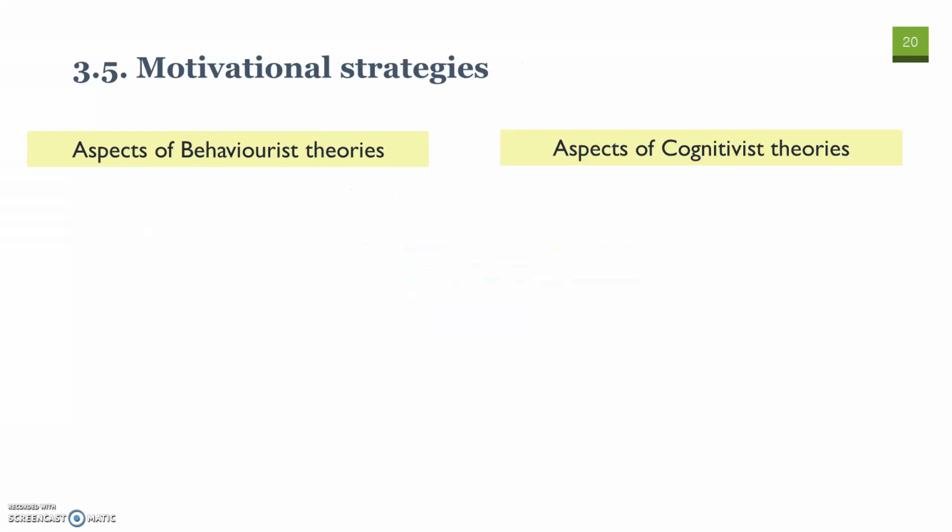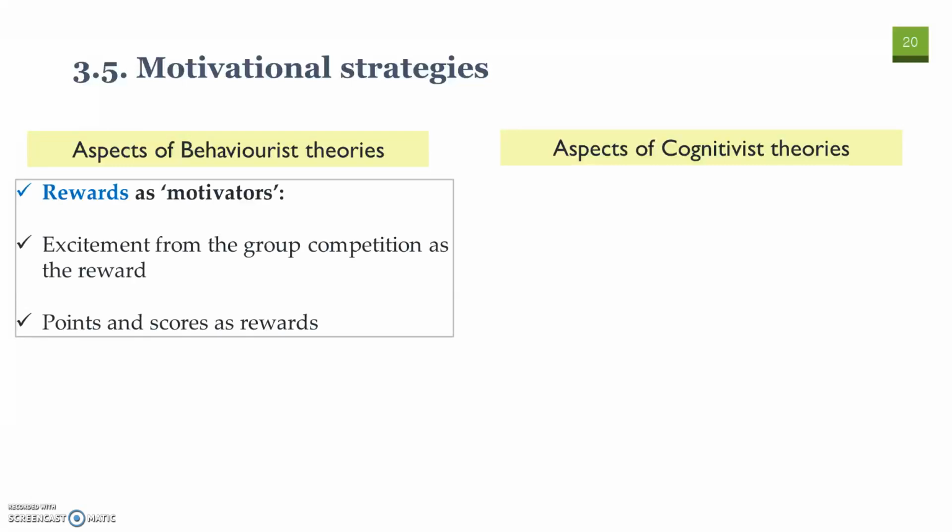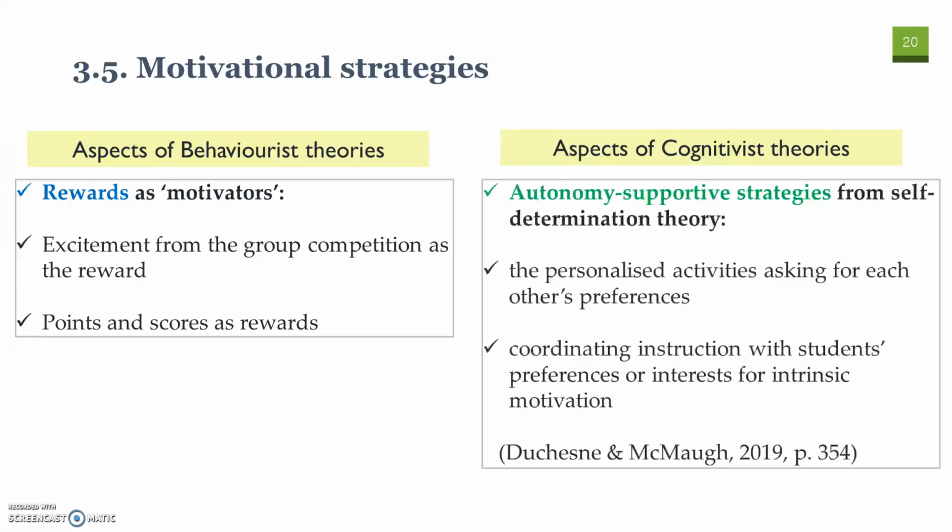The principles of both behavioral and cognitive motivational theories are incorporated in my lesson. For example, students will try to actively participate in the group competition for the excitement of the game as well as for the points they will earn. On the other hand, I also implemented autonomy supportive strategies from the principles of self-determination theory. For example, Lesson 3 includes the personalized activities asking for each other's preferences, which are closely related to school life. By coordinating instruction with students' preferences or interests in this way, I can nurture their inner motivational resources.